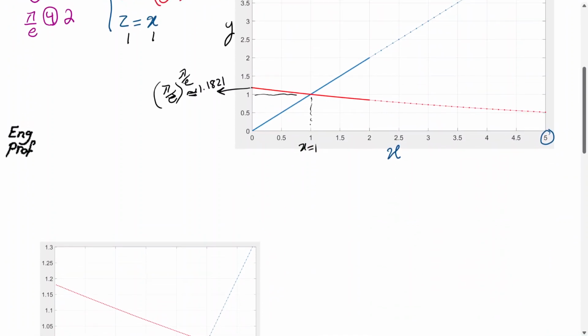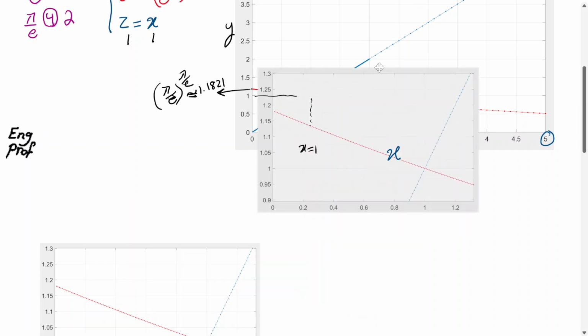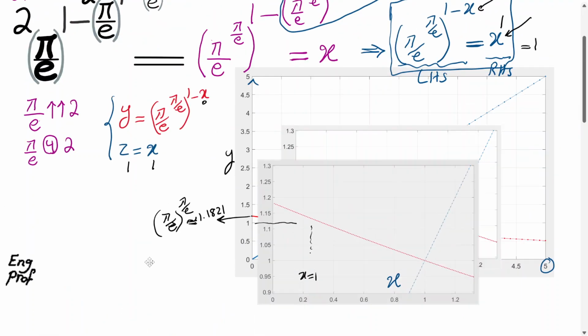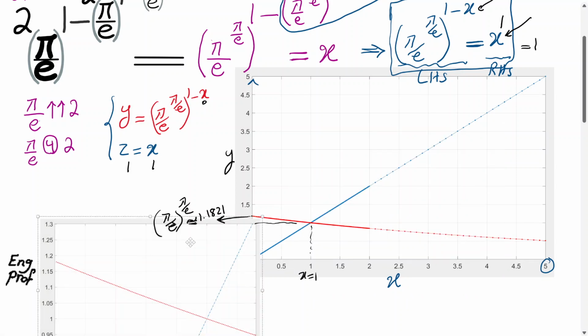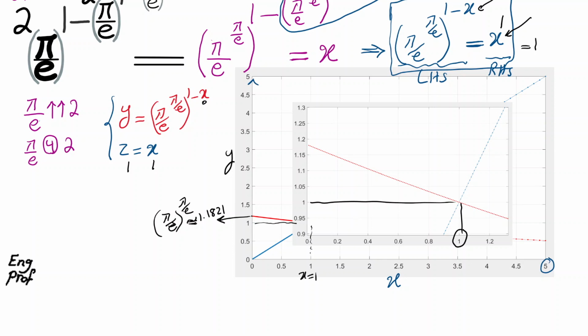And for a zoomed-in version of this, just in case it helps with better seeing, I have a zoomed-in version of this plot as well here. So if I focus zooming into this range, then this is what I see. And you can see that when x is equal to 1, we are getting 1, and of course the red curve, the red plot, as expected, when x is equal to 0, gets to 1.1821 as expected.